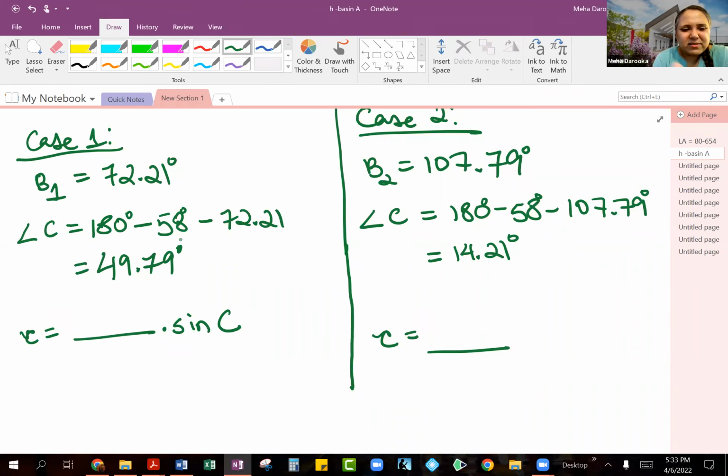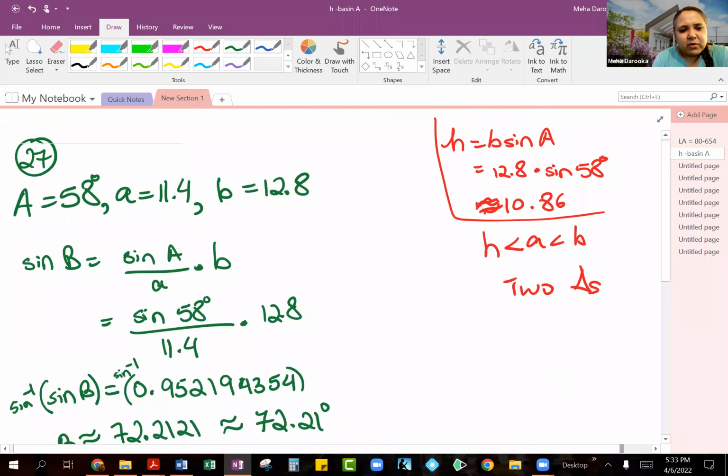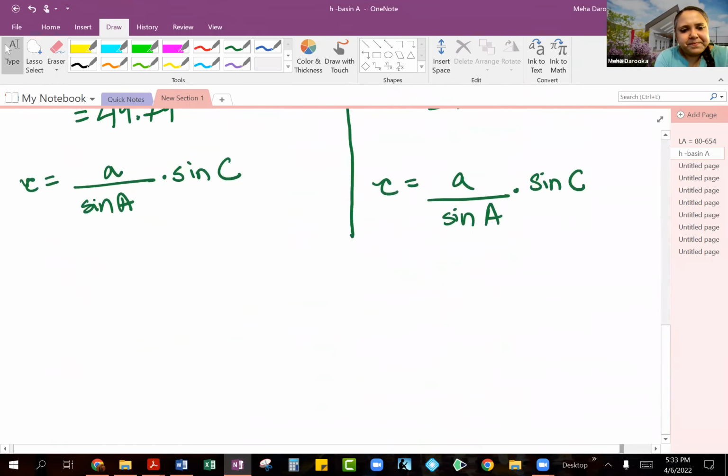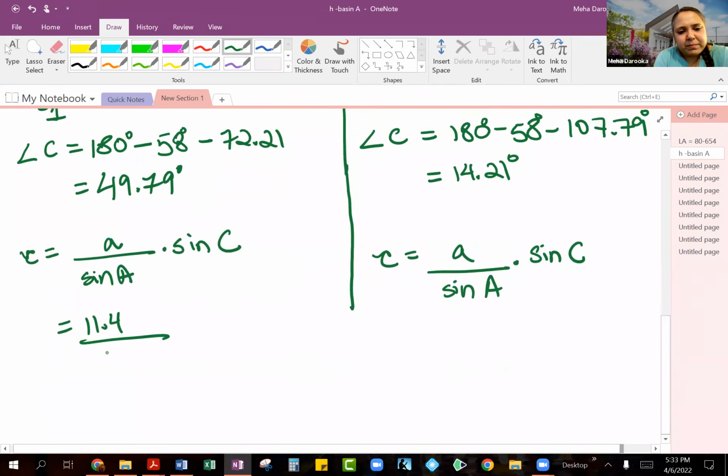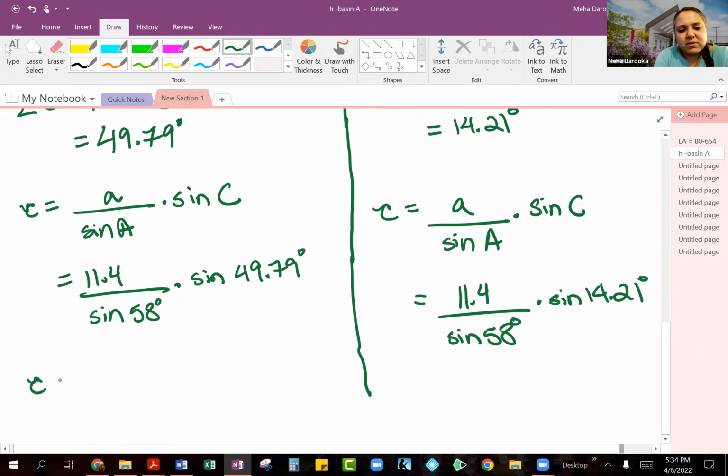So I actually had sine A on the top, but that is when you're trying to find the angle. When you're trying to find the sides, side A has to be on the top and sine A on the bottom, and then side C over here with sine C. All right, let's see your two sides for C. And again, since your angle measurement changes on both sides, side C is also going to be two different values. So for case 1, what is your side C? And case 2, what is your side C?